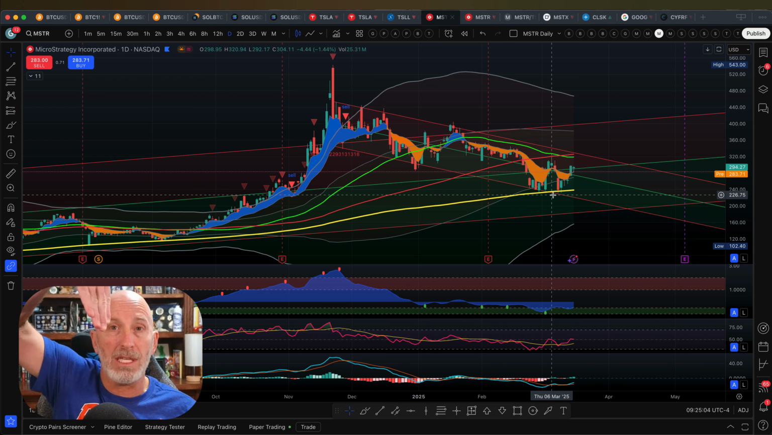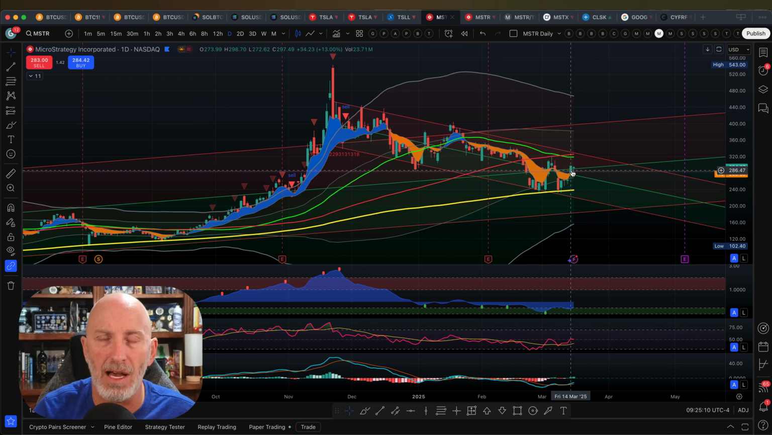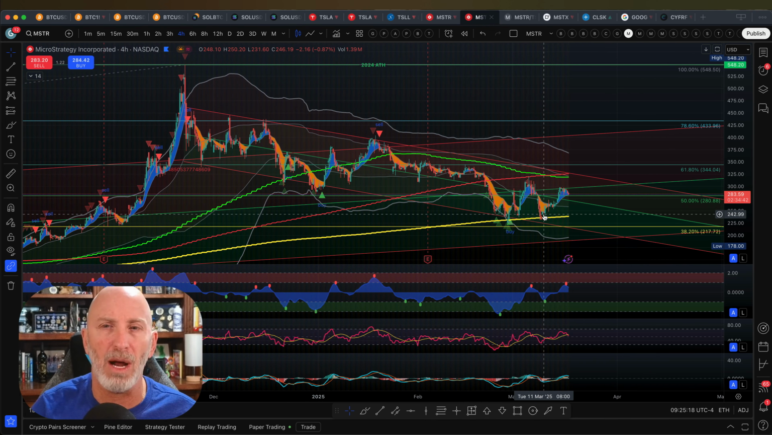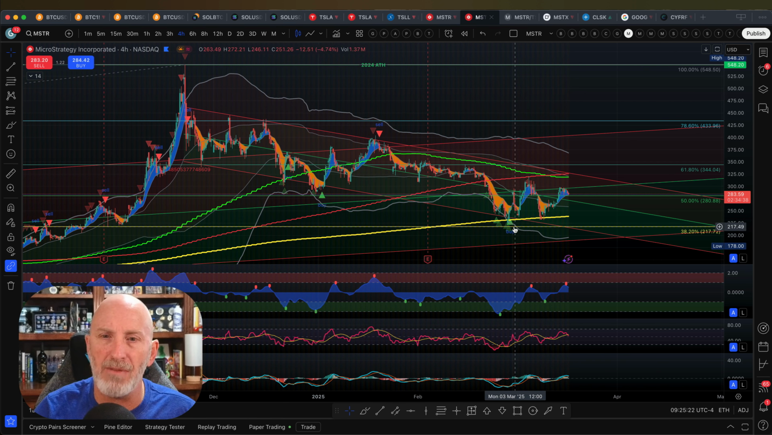So it was very steep before, and now it's slowly starting to flatten as more data comes in. That's a good sign that we're looking like we're finding the bottom on MicroStrategy. You see the double bounce right here on the 200-day perfectly on the 4-hour chart. You also see that we almost made it down to the 38% Fib level, which was here at 217.72.